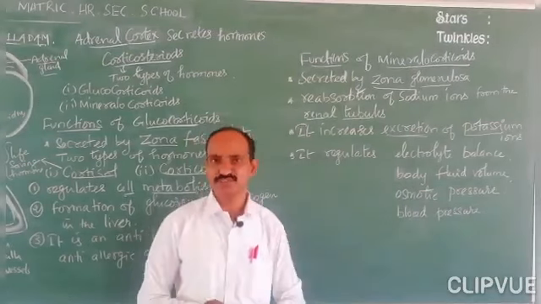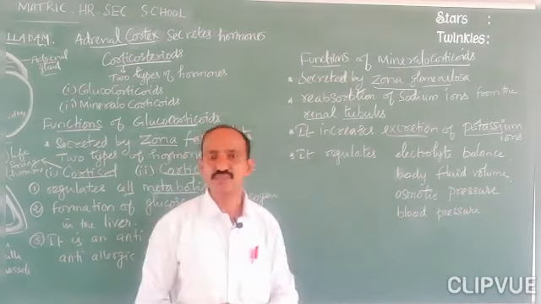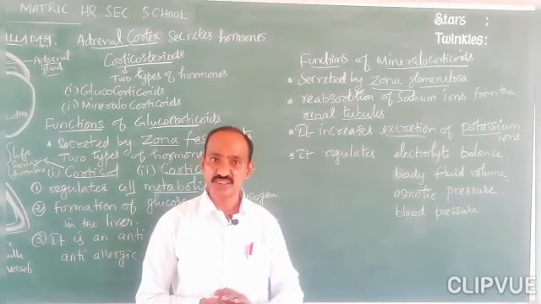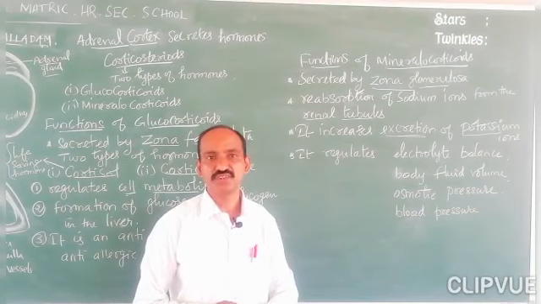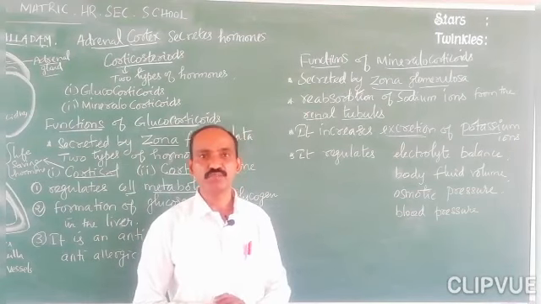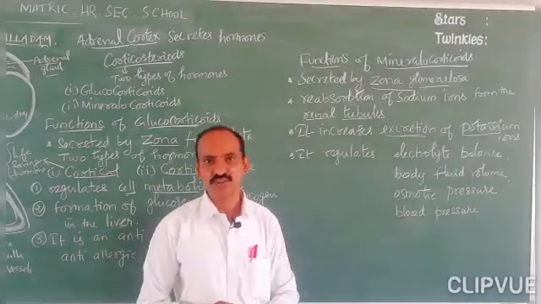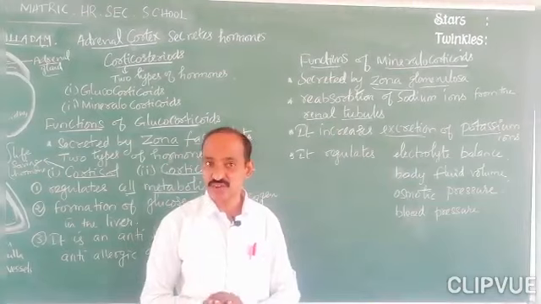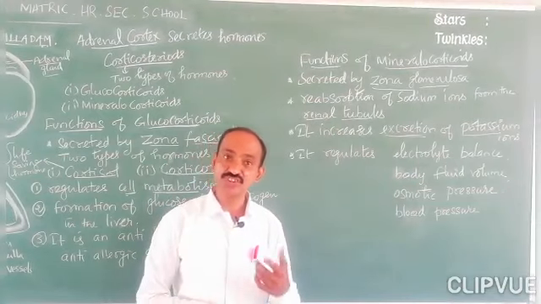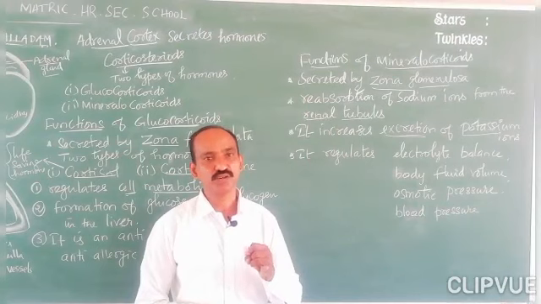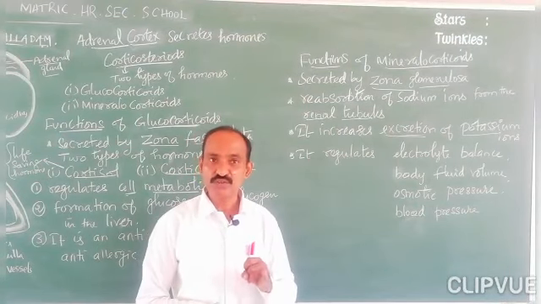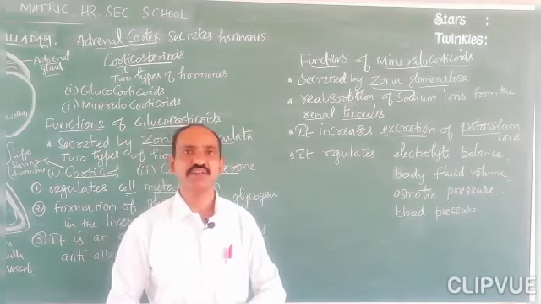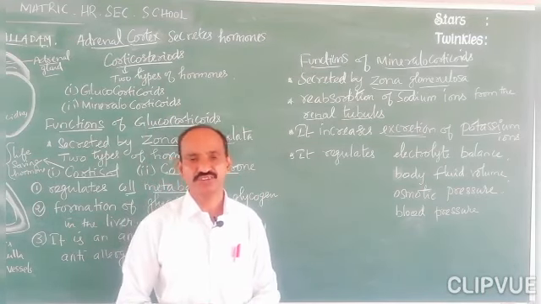Then blood pressure. Normally we have 120/80 blood pressure, which is not allowed to increase or decrease. That normal blood pressure is maintained by mineralocorticosteroid or mineralocorticoid hormones. Mineralocorticoids or mineralocorticosteroids, both are the same. Now we have completed the adrenal cortex.